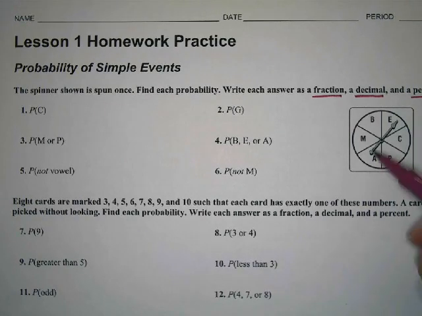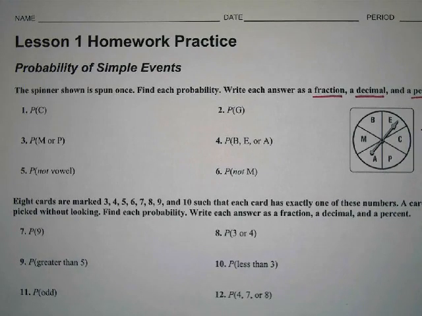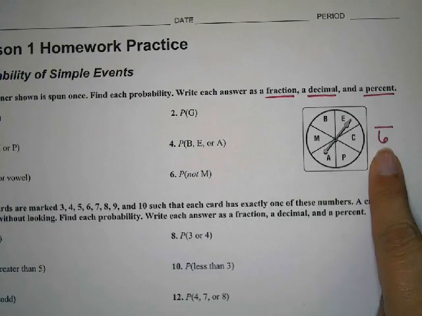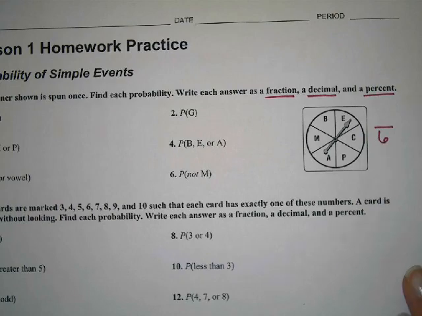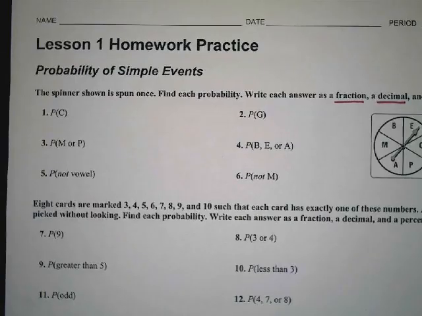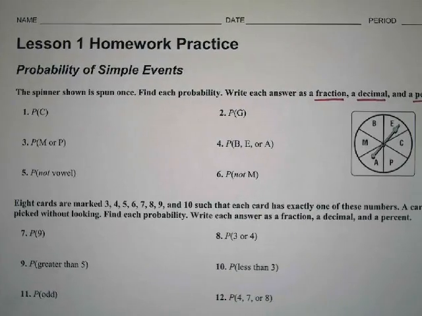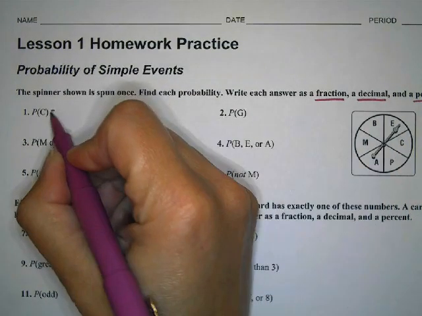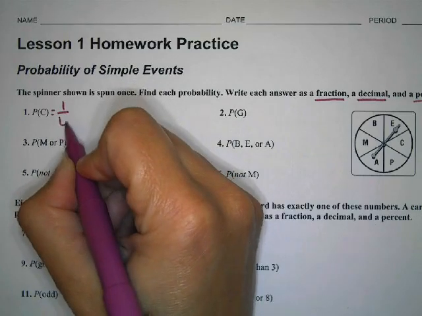Notice that on our spinner, we have 1, 2, 3, 4, 5, 6 sections. So that means that our probability is going to be out of 6 for all of our different answers. So number 1, we have the probability of rolling a C. Well, looking at our spinner choice, a C is right here. There's only one C out of the 6. So our probability is going to be 1 out of 6.